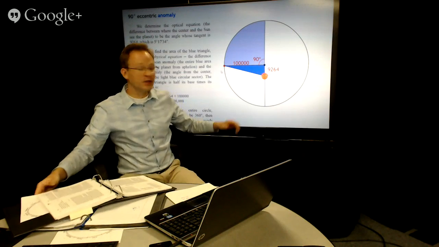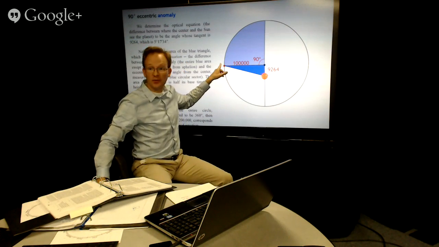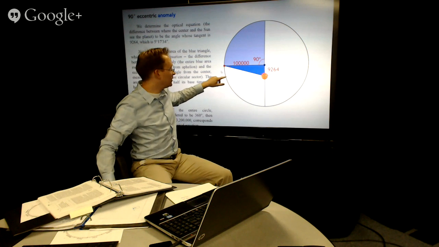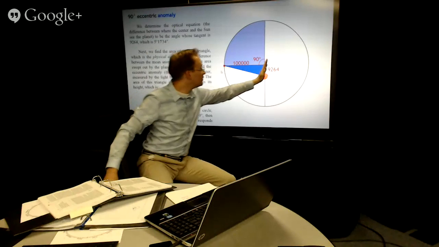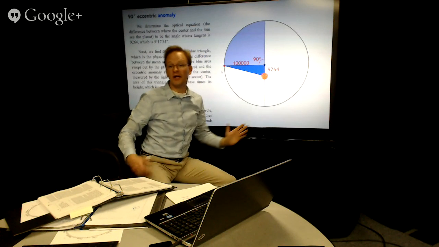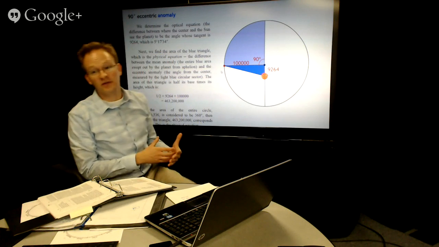the equated anomaly is how far the sun thinks that Mars has moved. If it was down here, then it would have an equated anomaly of 90 degrees. But as far as the sun's concerned, it has not moved 90 degrees yet. It's moved less than 90 degrees.